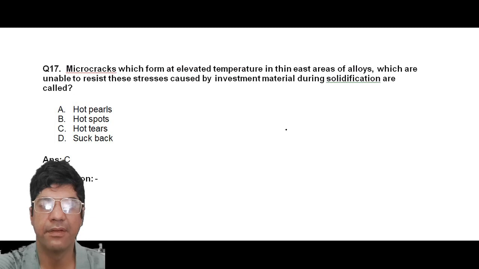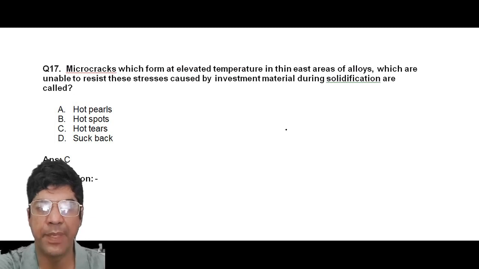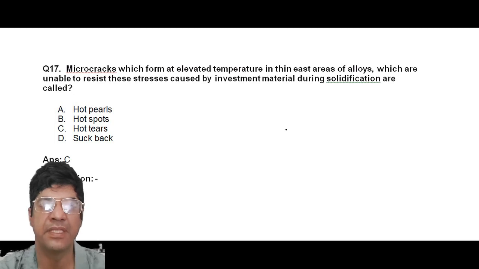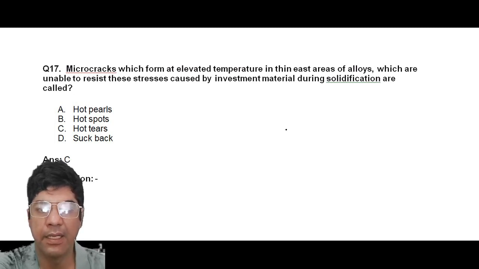The microcracks which form at elevated temperature in thin cast areas of alloys that are unable to resist the stresses caused by investment material during solidification. So the microcracks that form at elevated temperature in thin cast areas of alloy are known as hot tears.